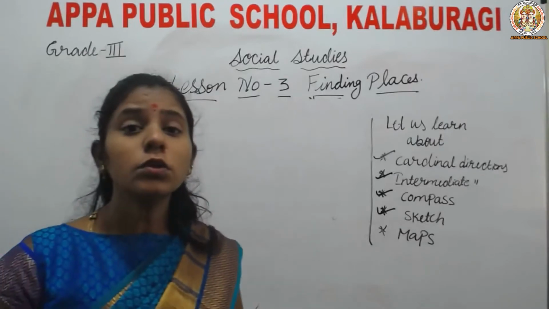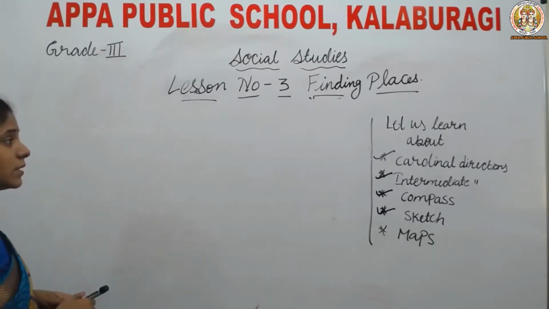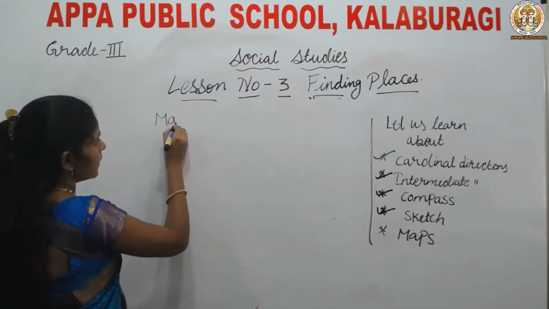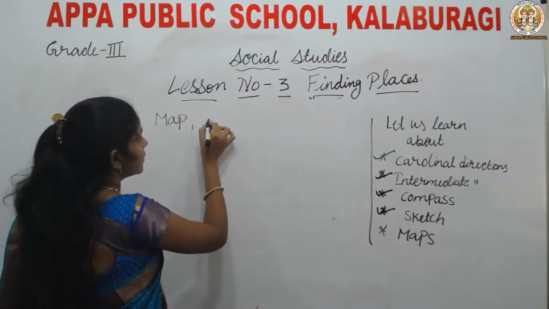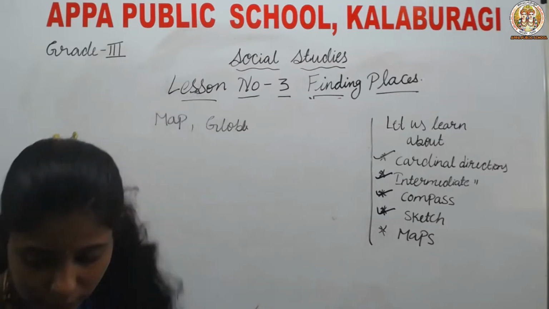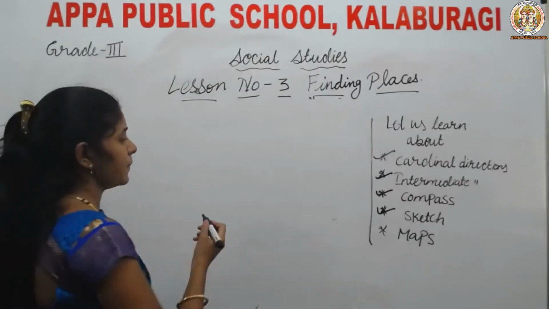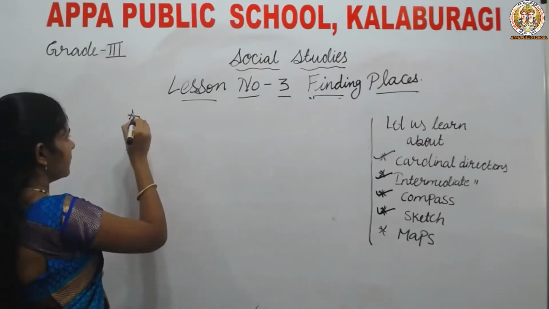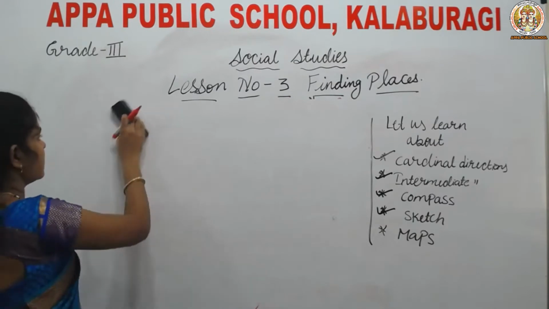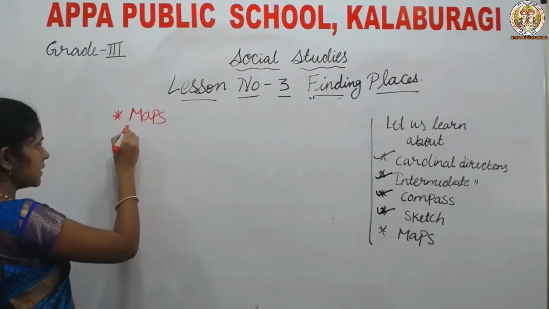We use two important tools to represent the earth. One is the map, and another one is the globe. First we learn the map. See here.